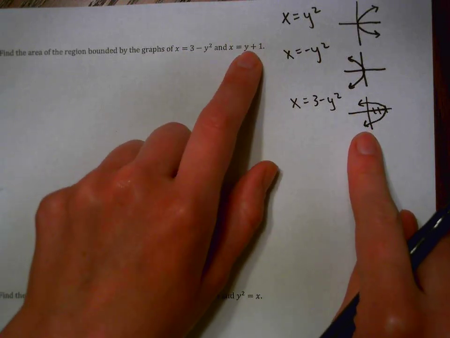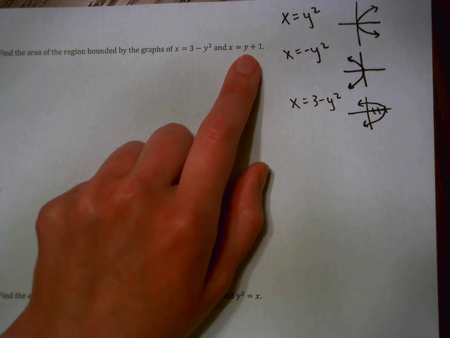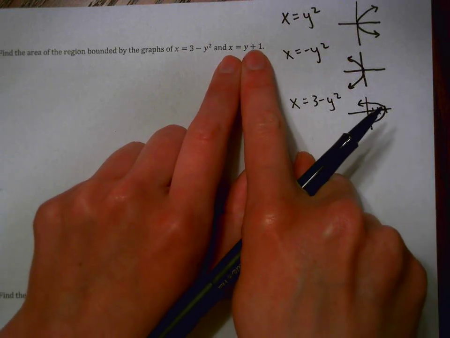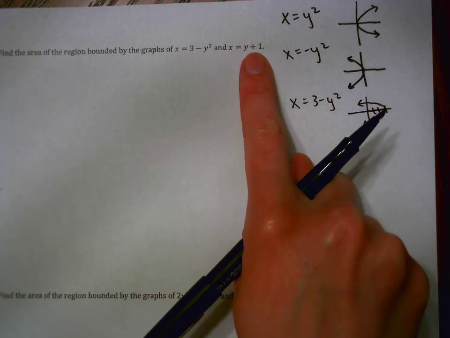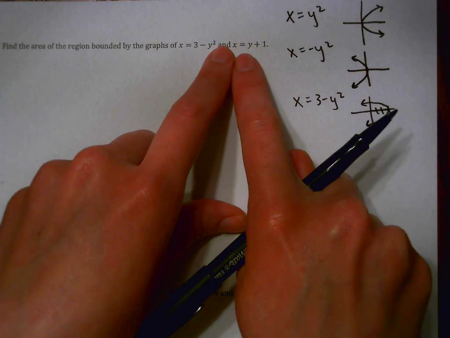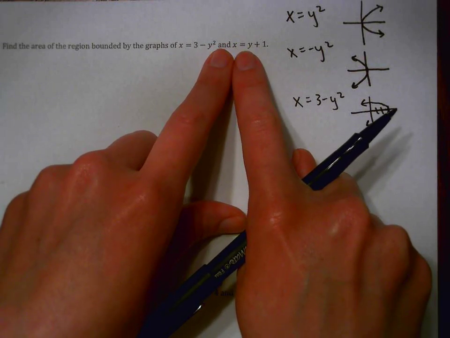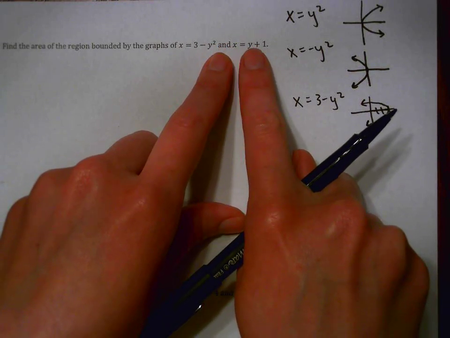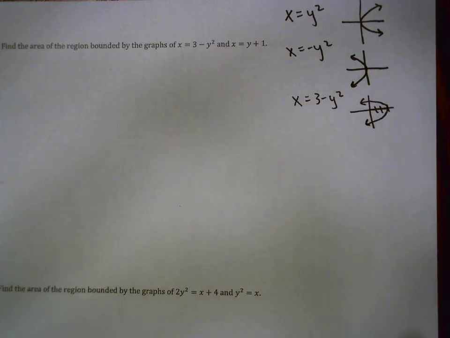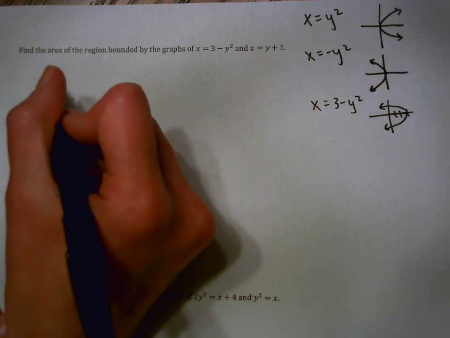And now this graph, to know that one, I would think about, since it's not being squared, I would think about getting y alone just to get the graph, not to do anything else. But we know if we move this 1 over, it'd be y equals x minus 1, so we know it's just a linear line with a y-intercept of negative 1. So let's put those on a graph together.